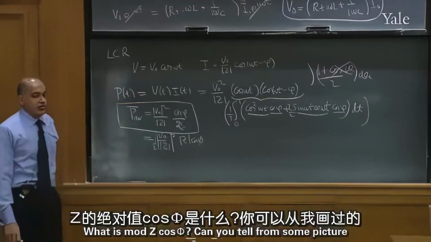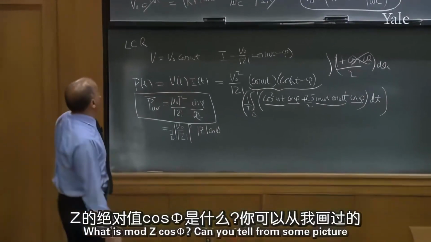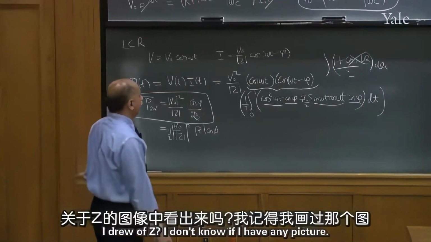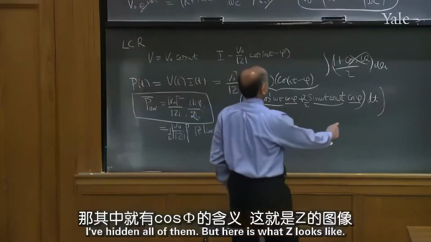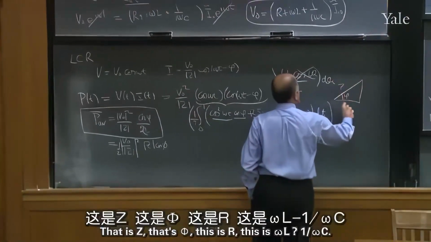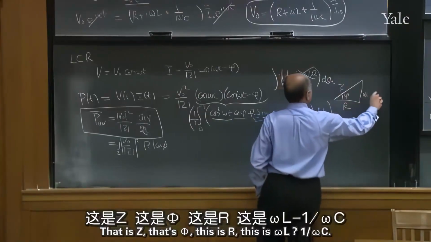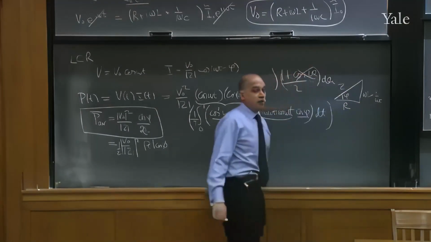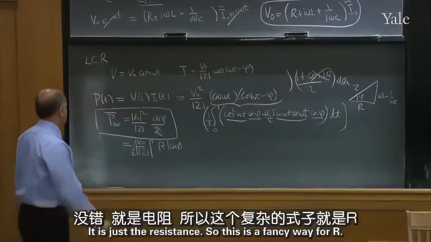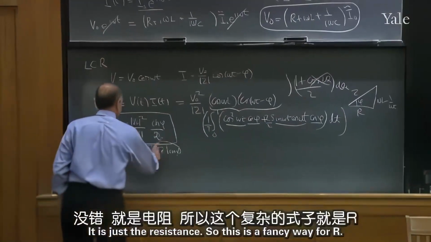What is mod z cosine phi? Can you tell from some picture I drew of z? I don't know if I have any picture. I've hidden all of them, but here is what z looks like. That is z, that's phi, this is R, and this is omega L minus 1 over omega C. What is mod z cosine phi? It is just the resistance. So this is a fancy way for R.